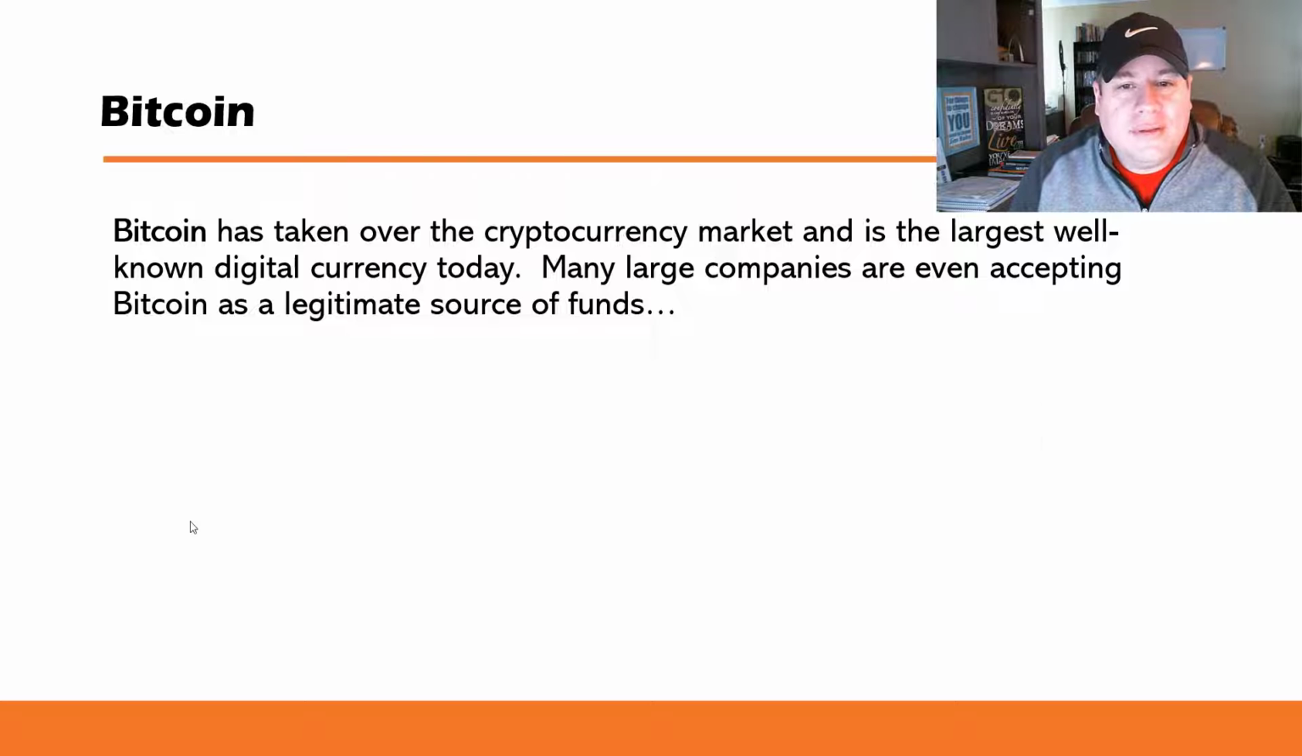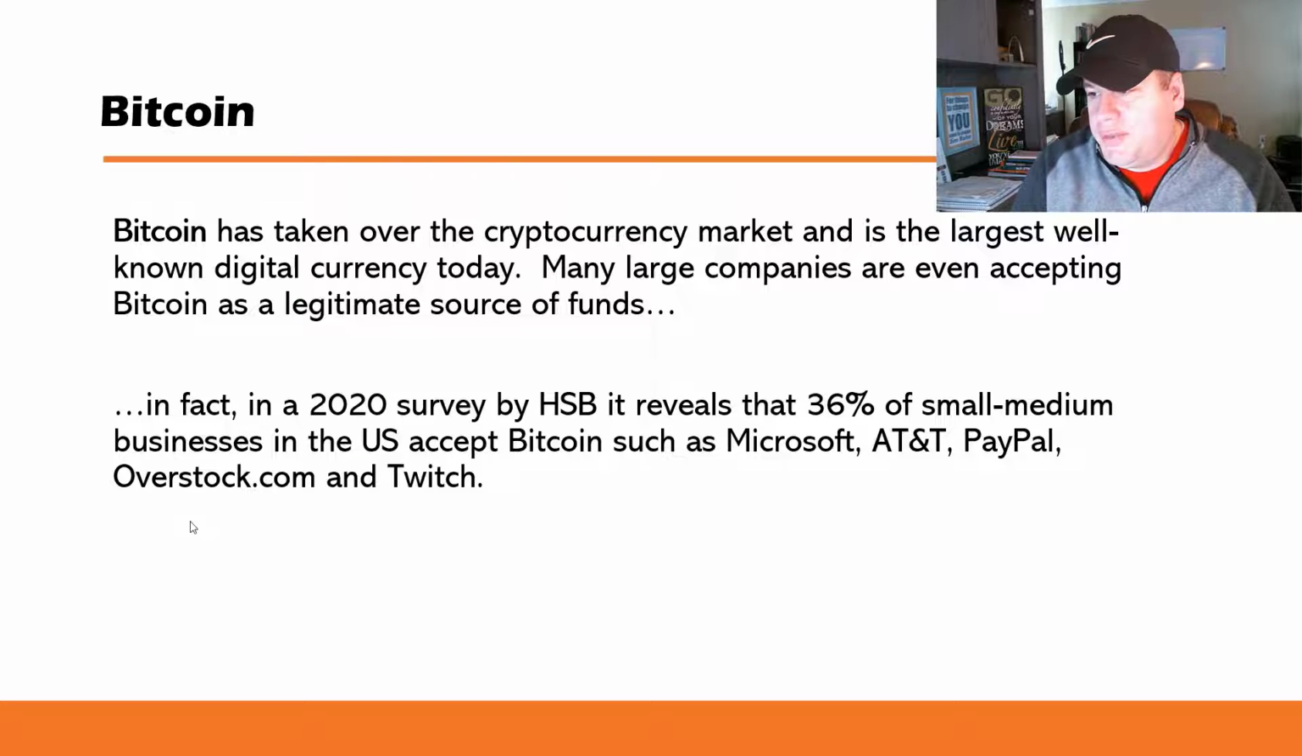In fact, there was a survey done in 2020 by HSB. It reveals that 36% of small to medium businesses in the US accept Bitcoin, such as Microsoft, AT&T, PayPal, Overstock.com, Twitch, Elon Musk's companies, Tesla, SpaceX. More and more companies are using cryptocurrencies, accepting them as a legal form of payment. Okay, and even countries now, like Venezuela, are in whole treating it as a legalized tender.